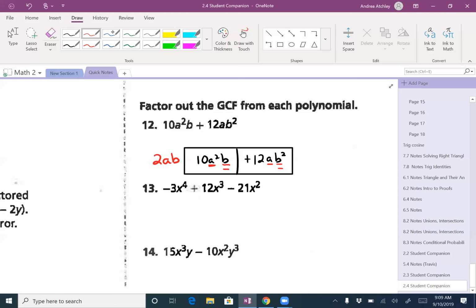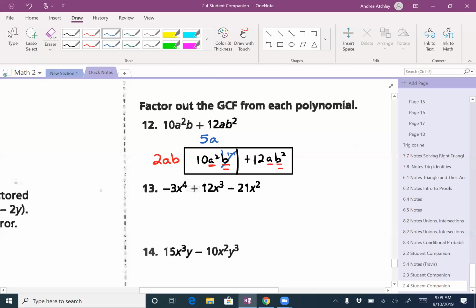So then I divide. 10 divided by 2 is 5. Okay, I'm taking 1 away from the a here. So that just becomes a to the first. I take 1 of the b's away. 1 minus 1 makes that become b to the 0 power, which is 1. So it cancels out. 1 times 5a is just 5a.